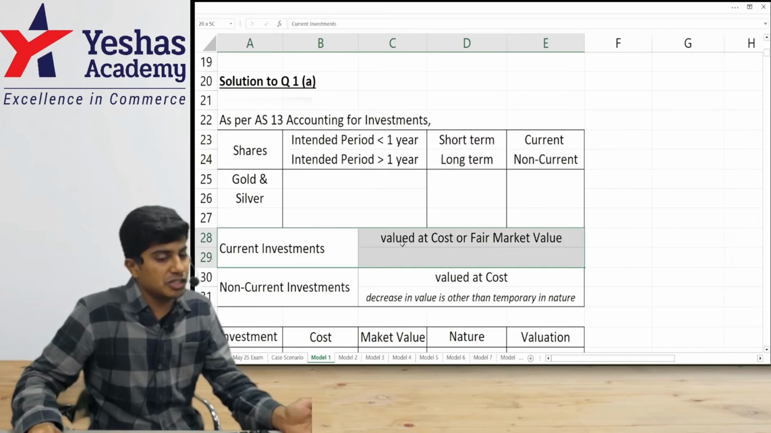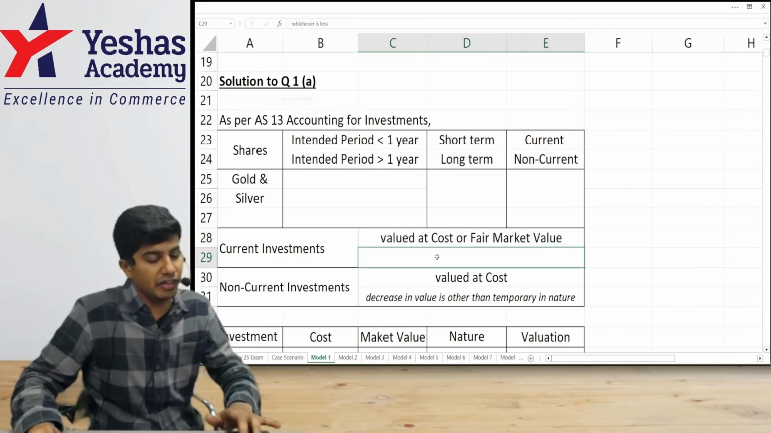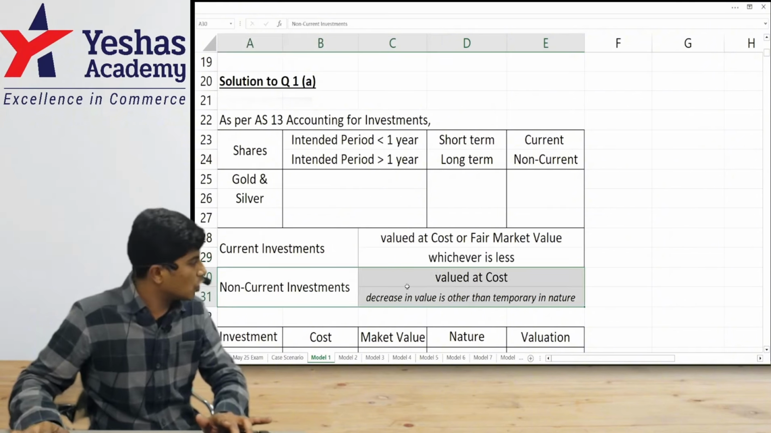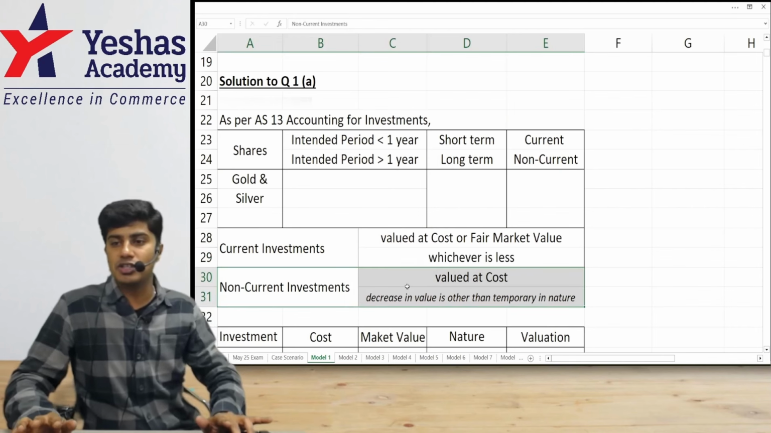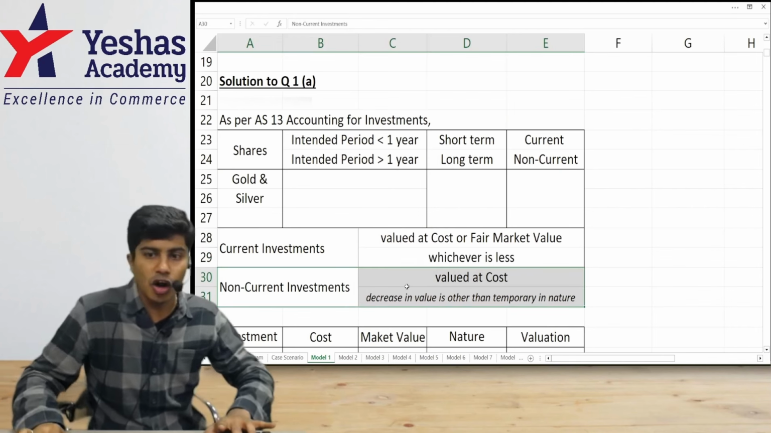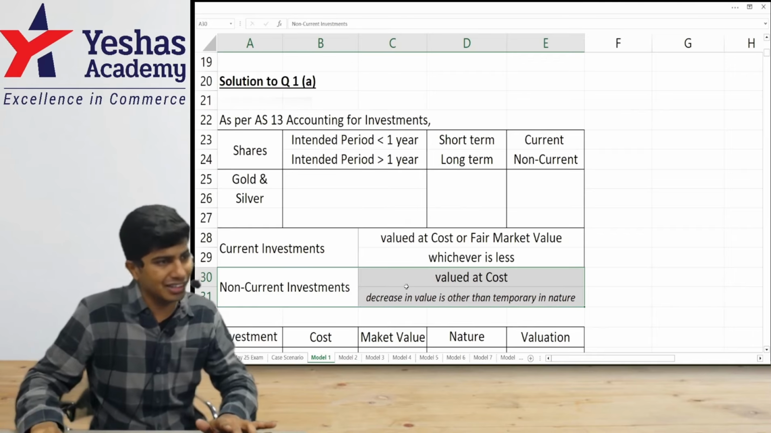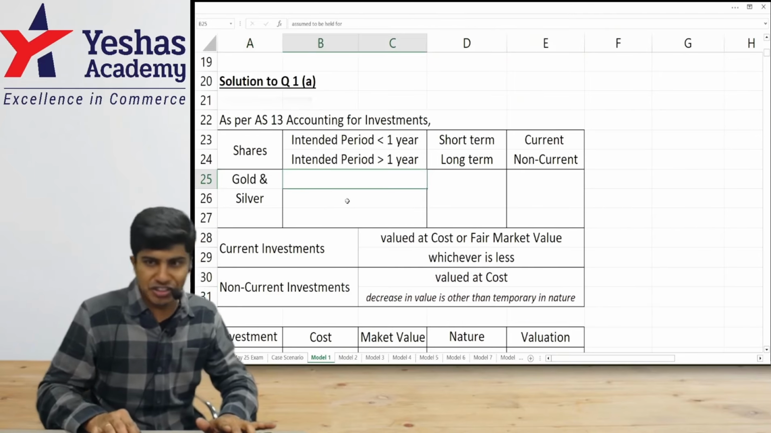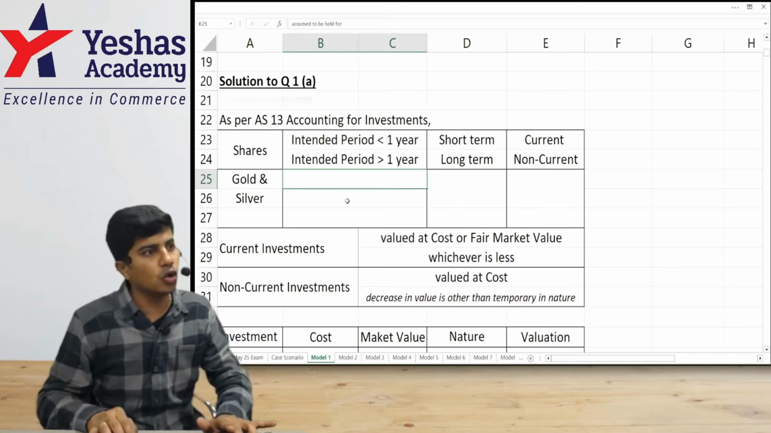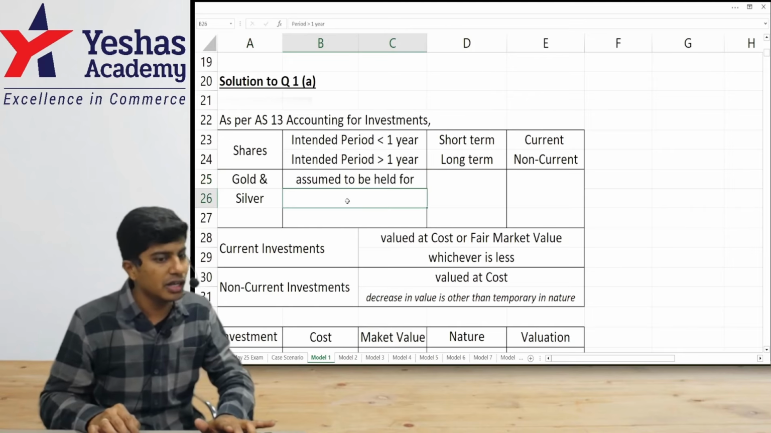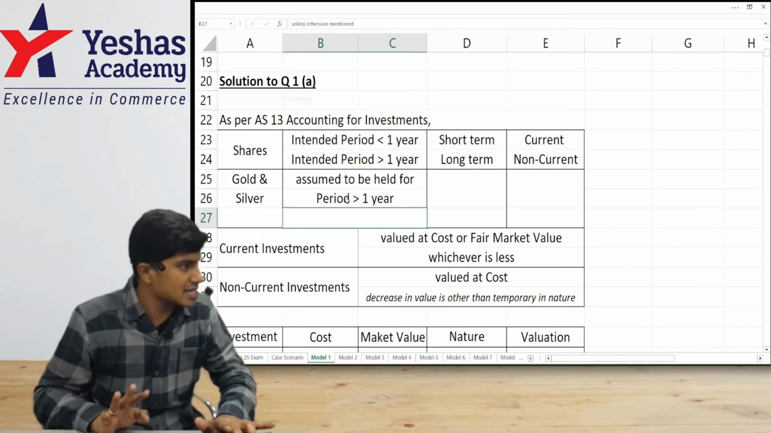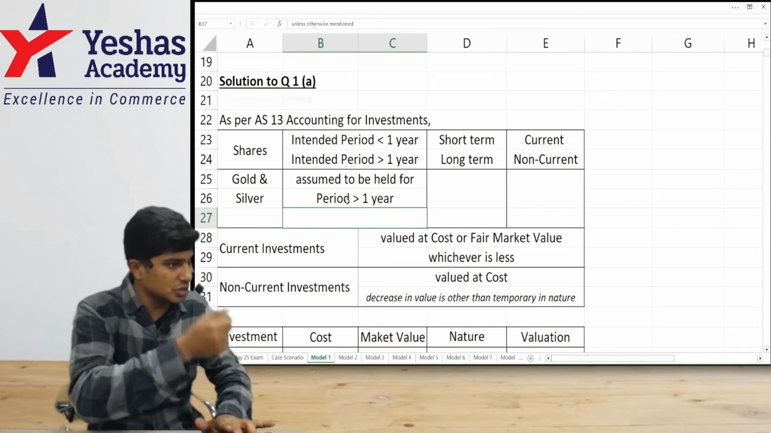If it is current investment, it should be valued at cost or fair value, whichever is less. If it is non current investments, it should be valued at cost unless such decrease in the price of such long term investments is not temporary, that is permanent in nature. Same applies to gold and silver also. Unless they mention, we will always assume that gold and silver, whatever is bought, is not current. It is expected to be held for a period longer than a year.